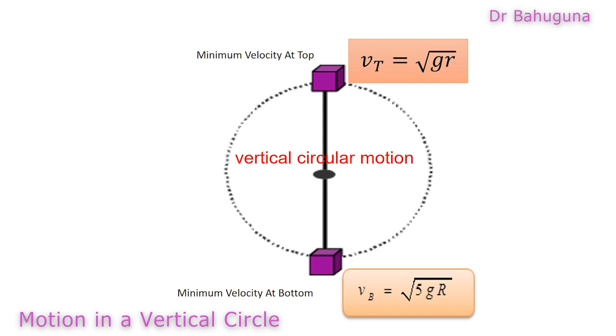Similarly, at the bottom of the circular path, the minimum velocity it should have is root of 5gr, where r is the radius of the path and g is the acceleration due to gravity. And this is proved by using a derivation, by using conservation of energy, and this is very important for doing some physics problems. So what are the minimum velocities? At the top is root gr, at the bottom is root 5gr.